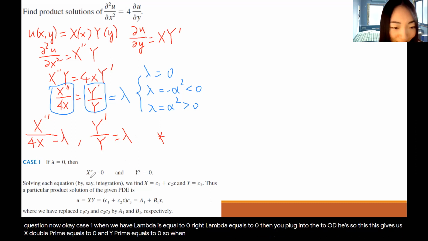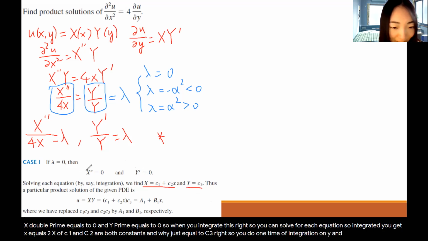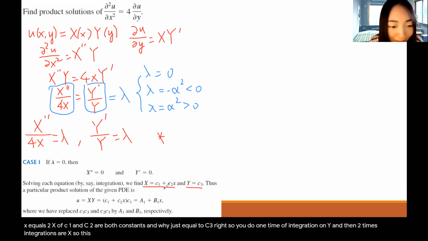So when you integrate this, you can solve for each equation. Integrated, you get x equals C1 plus C2x, where C1 and C2 are both constants, and y is just equal to C3. So you do one integration on y and two integrations on x. This is what you get.